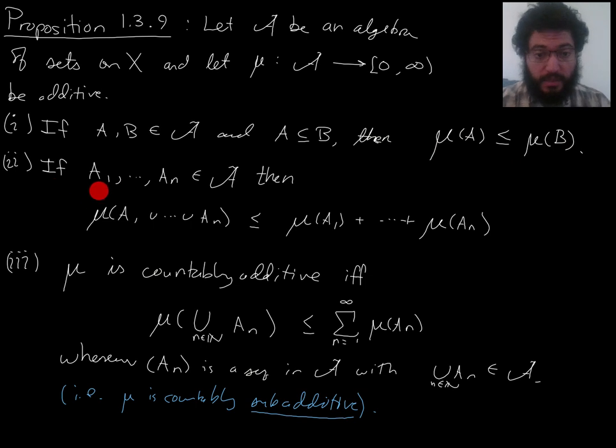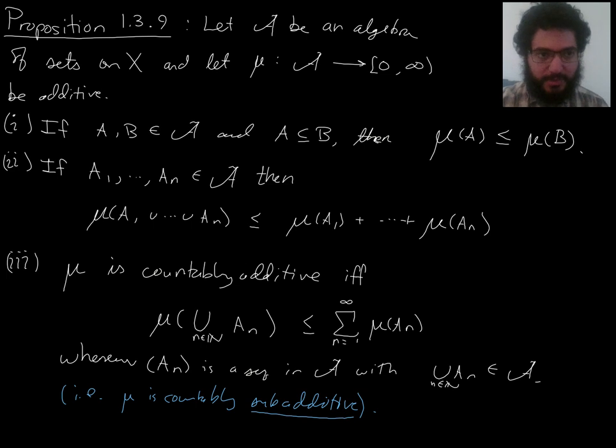And if you have a collection of sets, this is basically the finite version of the countable subadditivity. So you can call this just finite subadditivity. If you have a collection of things in there, not necessarily disjoint, then mu of the union is less than or equal to the sum of the mu's. So inequality here, and these are not necessarily disjoint. Remember, what we have from additivity is when these are disjoint, then we get equality.